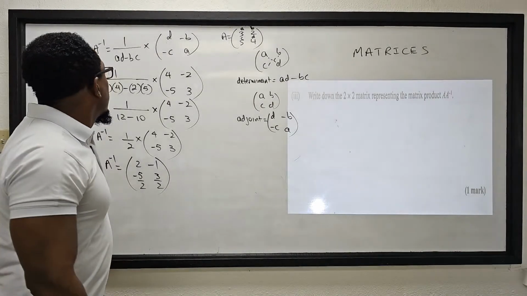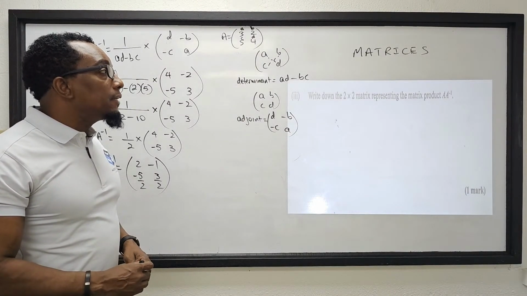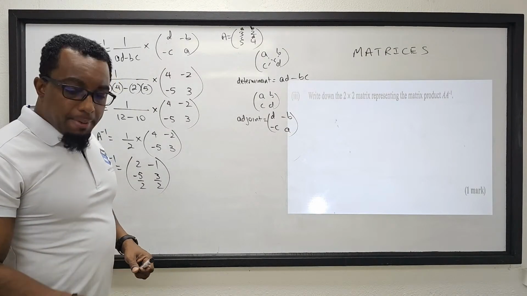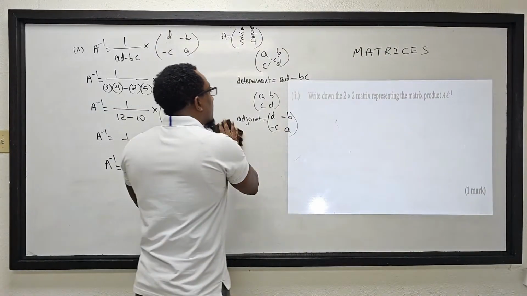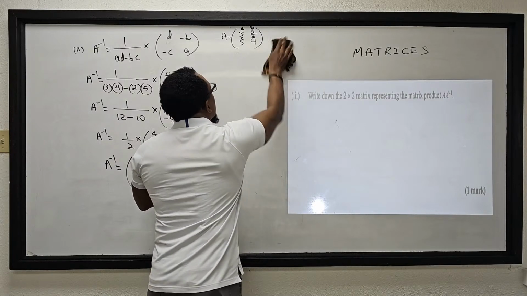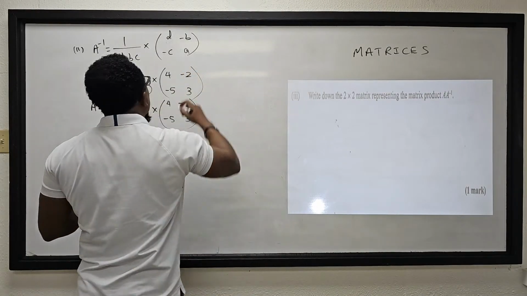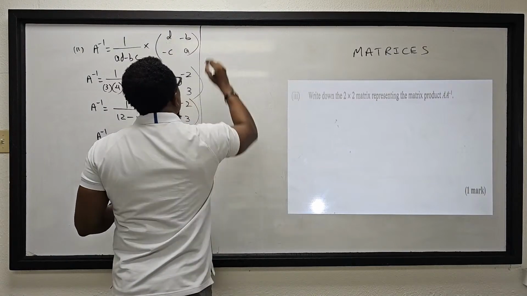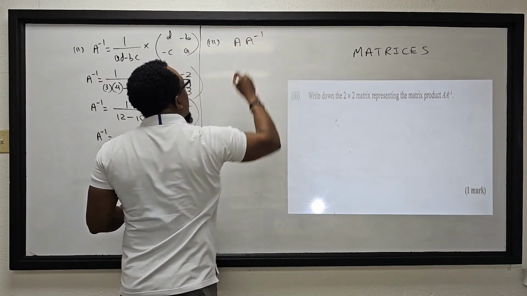So part 3, write down the 2 by 2 matrix representing the matrix product A by A inverse. So that's what it asks us to write down, the 2 by 2 matrix representing A by A inverse.